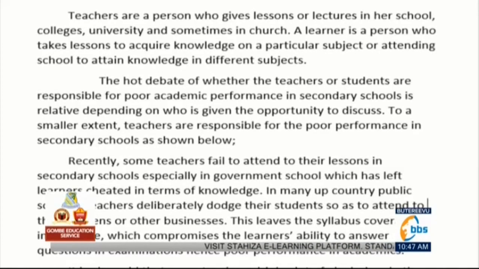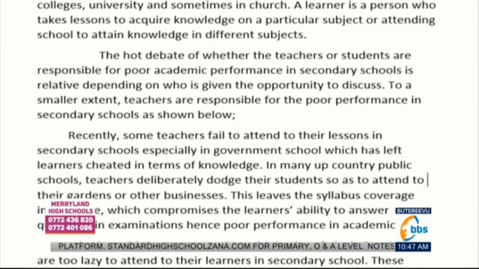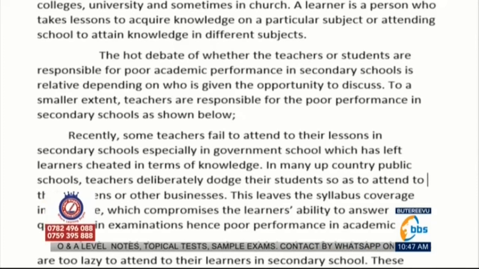So in the third paragraph now, I've started to develop the ideas. Recently, some teachers fail to attend to their lessons in secondary schools, especially in government schools, which has left learners cheated in terms of knowledge. In many upcountry public schools, teachers deliberately dodge their students so as to attend to their gardens or other businesses.